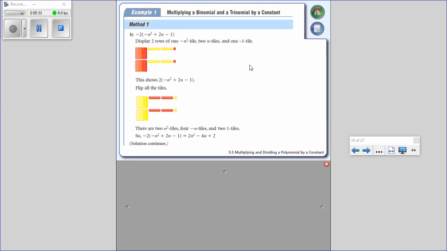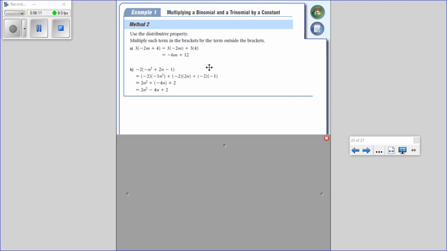If we look at the second question, we have negative 2 times, here's the polynomial, negative n squared plus 2n minus 1. So here we could show each one of these rows, look, it's negative n squared plus 2n minus 1. And we want to do that 2 times. So here it is, 1 time, 2 times. Because it's negative, this is that thing where they're going to flip it all over. So flip everything over, and then that's going to be the solution. So 2n squared minus 4n plus 2. And there it is right there.